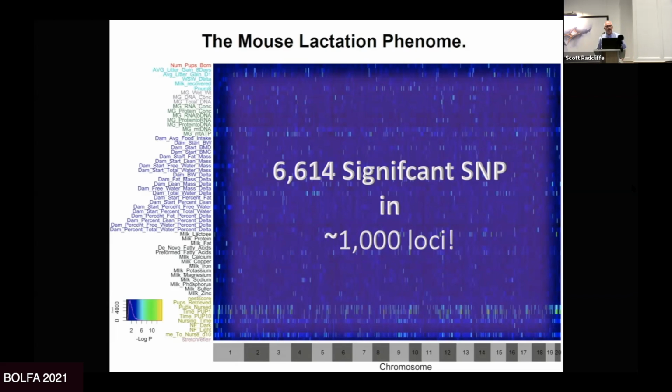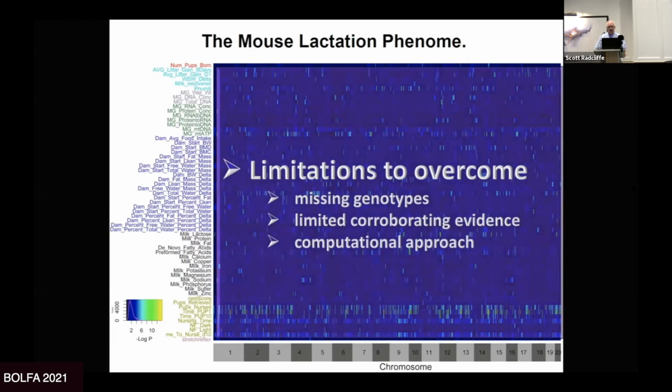And this is where we started thinking we needed to have more of a systems approach, a broader approach using other types of data, and that's where we've been going. But the other thing I want to point out here is that we had these limitations that we were still working with. Firstly, we had missing genotypes, and I'll talk about that a bit.